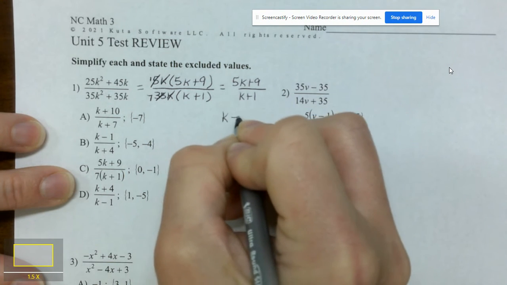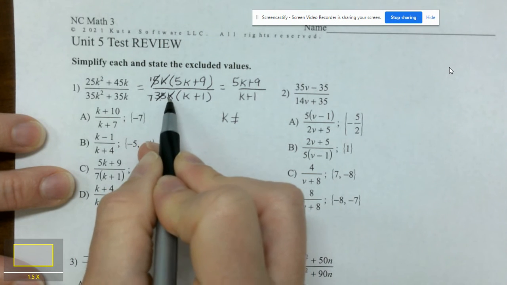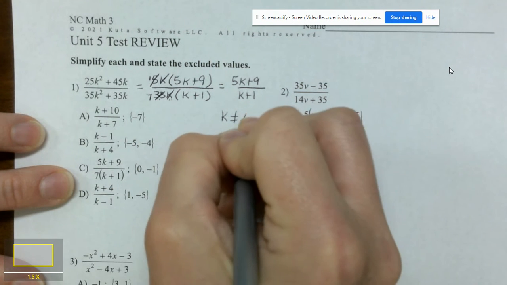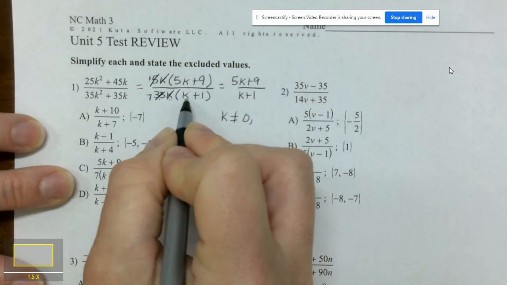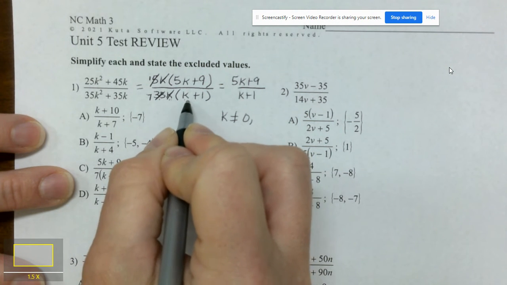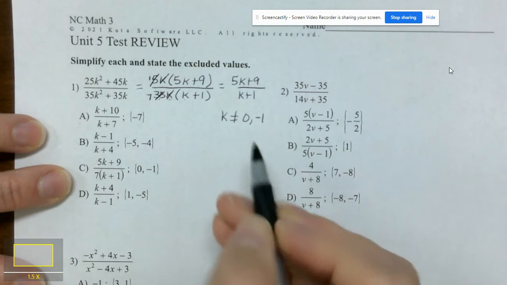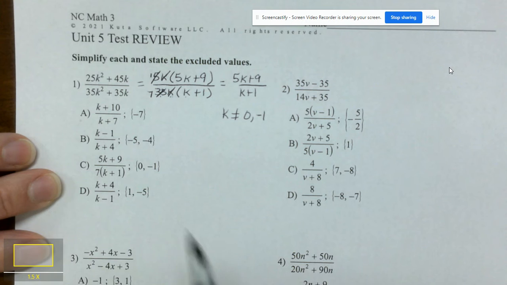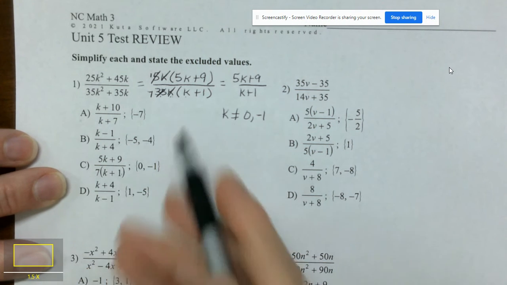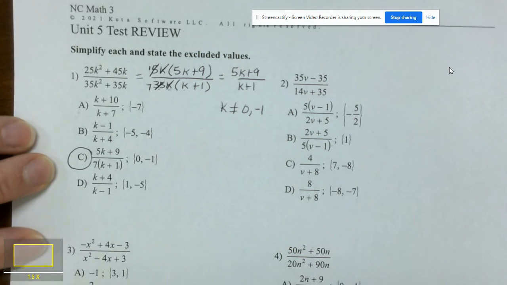Our restrictions are what make our denominator equal to 0. So 35k, what could we put in? 35 times what would be 0? That would be 0. And then for here, what would make this equal to 0 would be if k is negative 1, because negative 1 plus 1 is 0. So k can't be negative 1. So if we look down here, we're looking for this answer, and you can see that that is answer choice C. So you should have gotten C for that one.